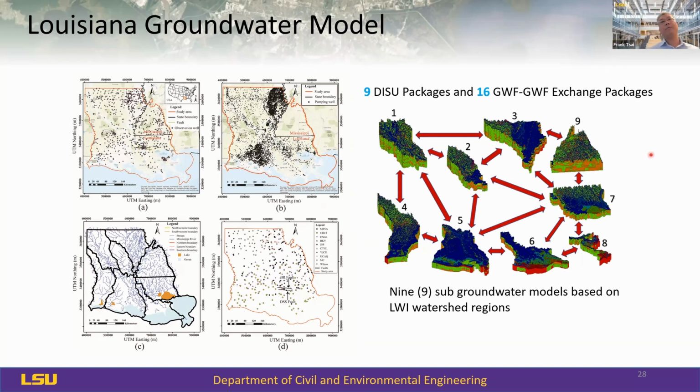So first, we have a tool to create 9 DISU packages for unstructured grid. And then you can see those links. There are 16 links among 9 models. So we built 16 groundwater flow exchange packages such that they can communicate with each other in the MODFLOW 6 model.